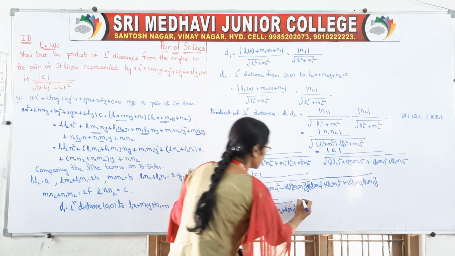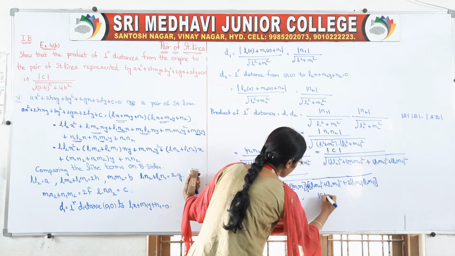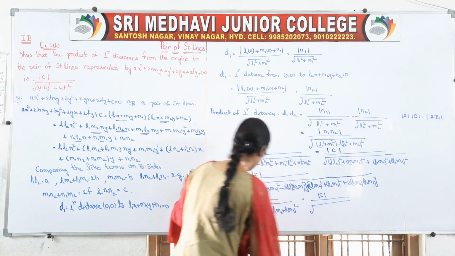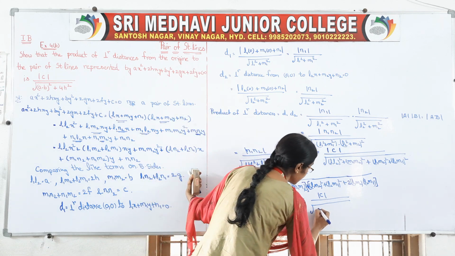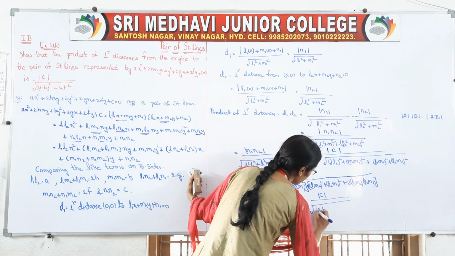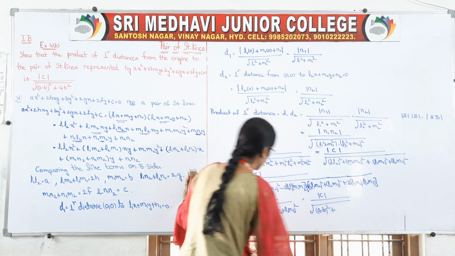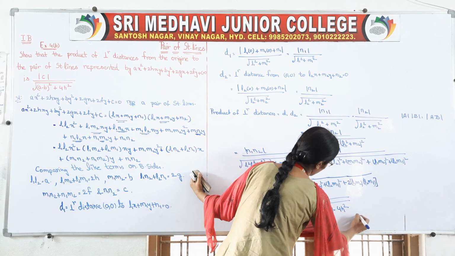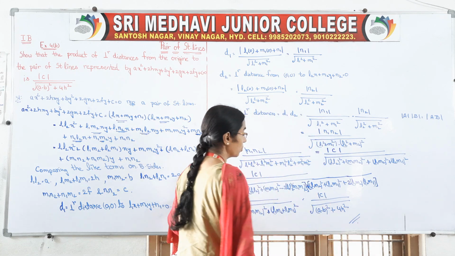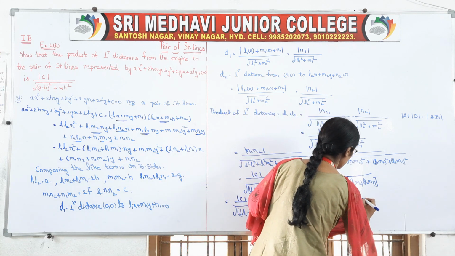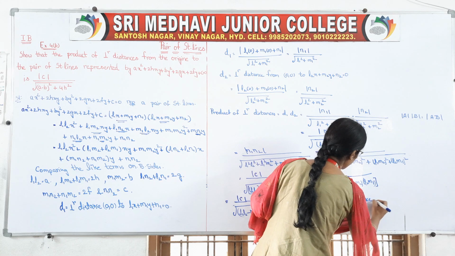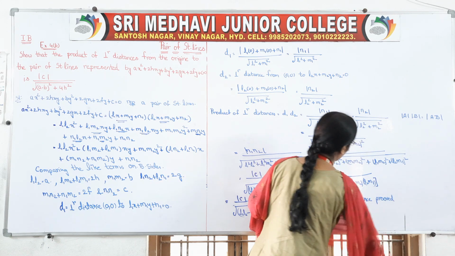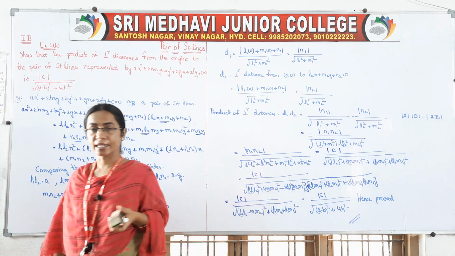Okay. So is equal to mod C by root of, what is this? This is a. So we can write this as a minus b whole square plus 2h whole square is 4h square. Hence proved. Okay. This is a show that problem. So we have to write hence proved. After proving, we have to write that sentence.